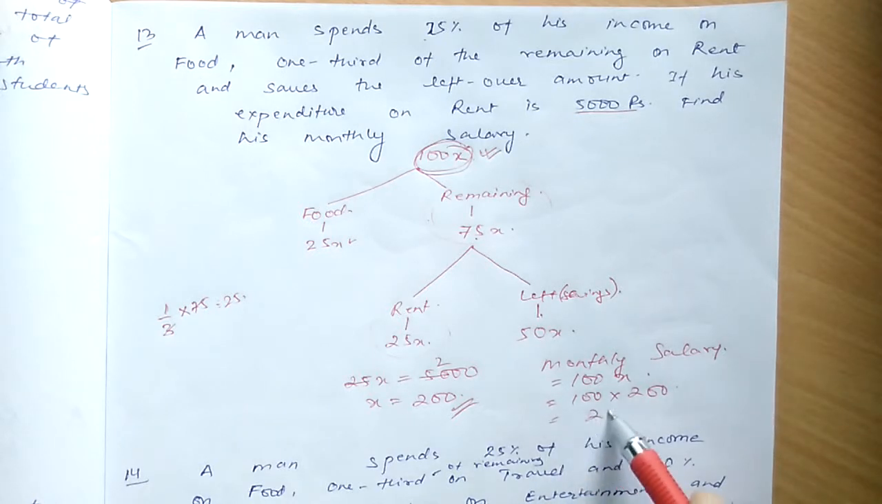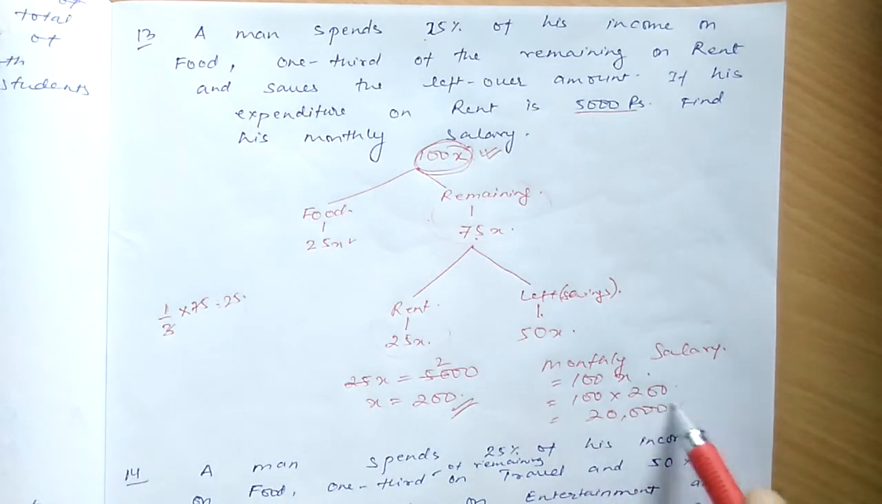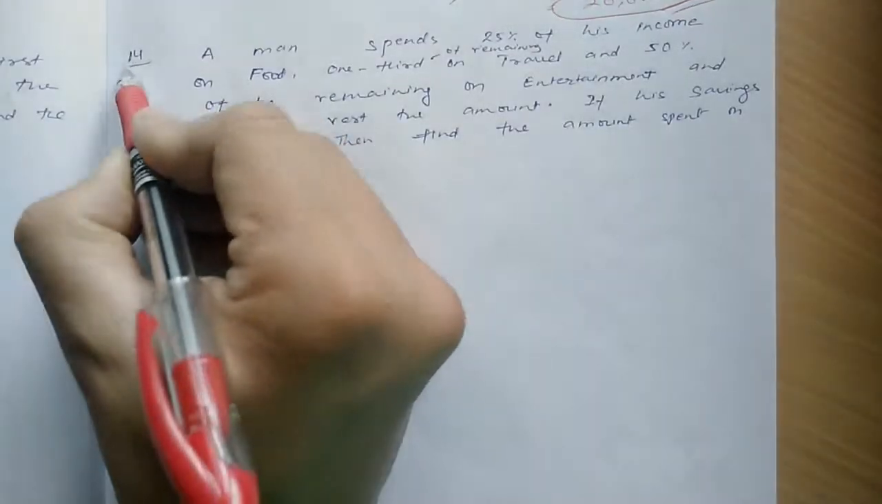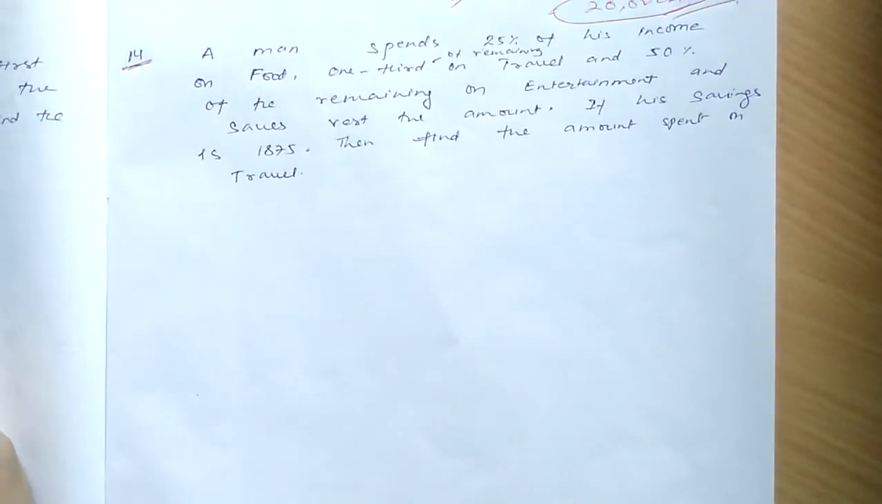So his monthly salary will be 20,000 rupees. This is our answer. 14th question. A man spends 25% of his income on food.